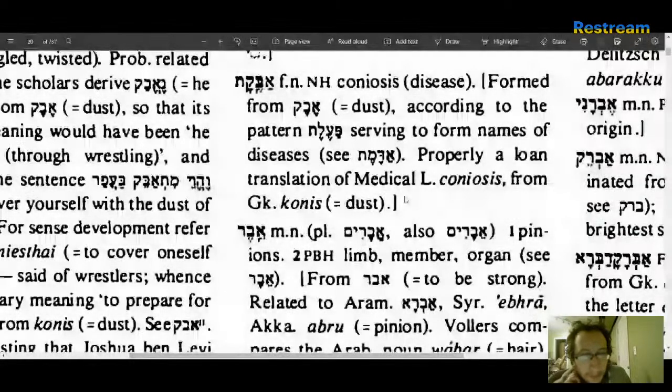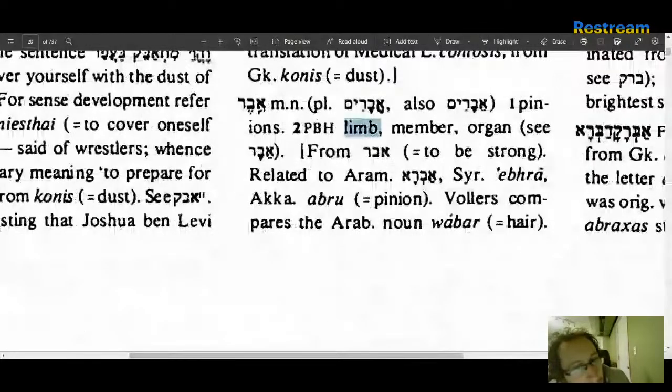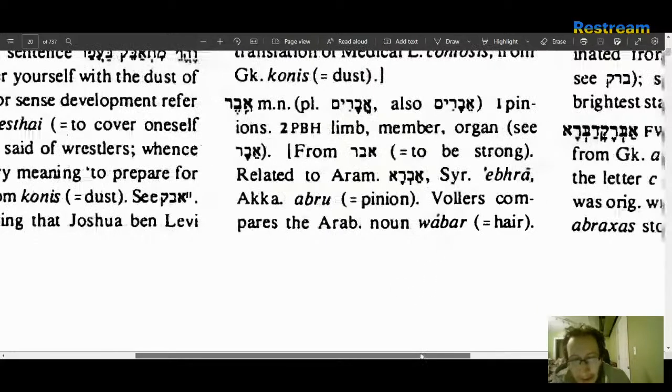So now we're going to look at the etymological dictionary of Hebrew. So this means the pinions, or in post-biblical Hebrew, a limb or member or an organ. It says it's from the root to be strong. So the word wing actually comes from the root to be strong. And when you're flying, you're strong because you're lifting yourself up in the air, and that requires strength. Akkadian has the same word for wing, abaru. The Arabic has wabar, which means hair, but it could be related, like similar to feather.